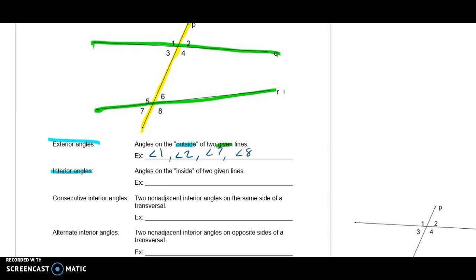Then interior, the angles on the inside of the two given lines. Remember, the given are the green ones, so on the inside would be considered angle 3, angle 4, angle 5, and angle 6.